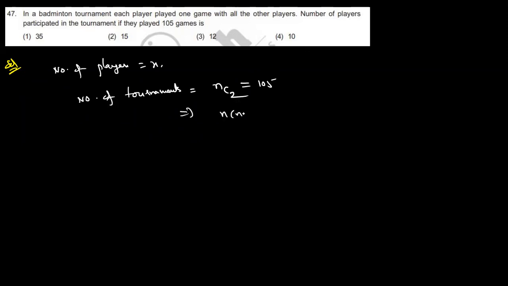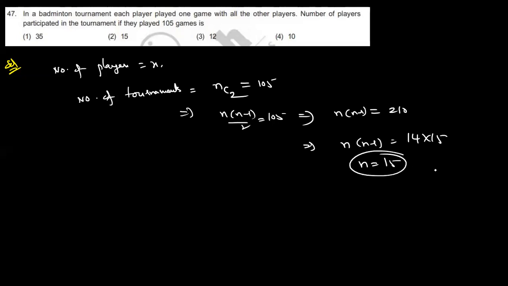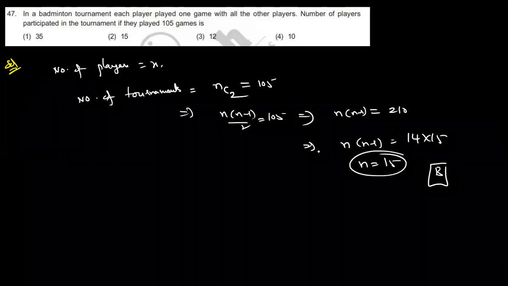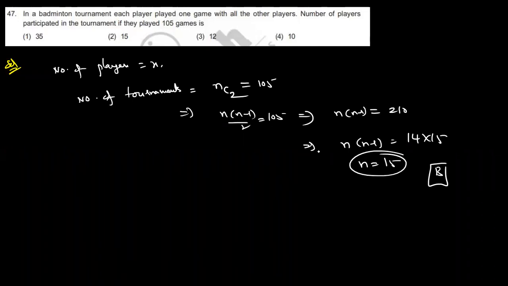So as usual, n times (n minus 1) by 2 is equal to 105. n times (n minus 1) is equal to how much? 210. So n times (n minus 1) is equal to 14 into 15. So n can be what? 15, that is the answer. So option is B. Give the conclusion: number of players is 15. Same concept, number of handshakes.